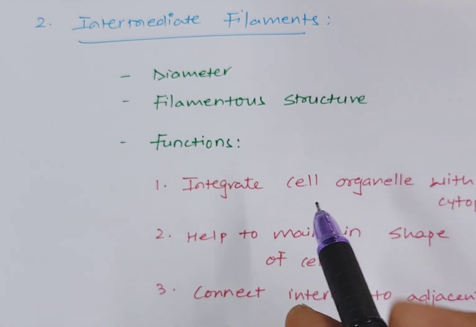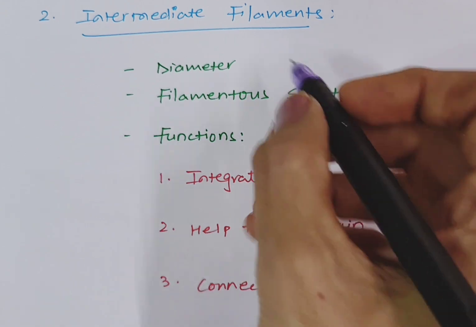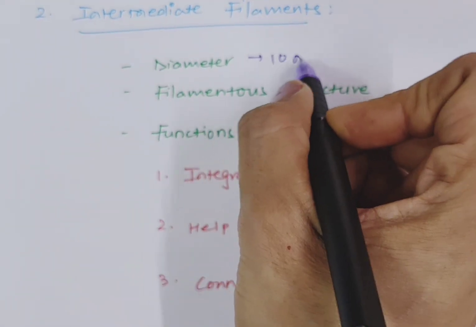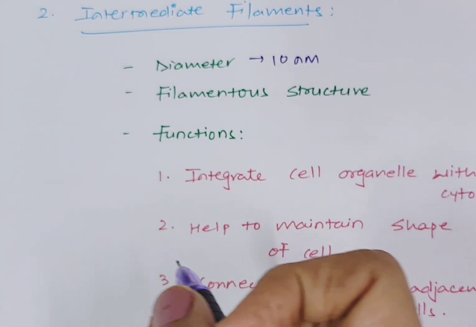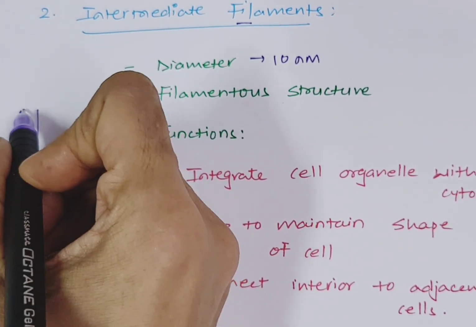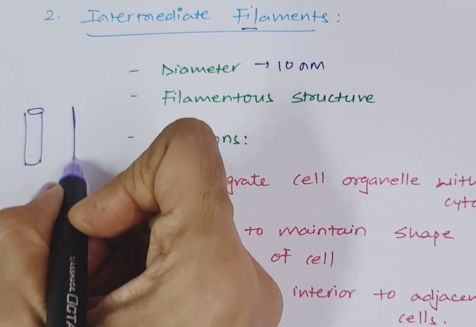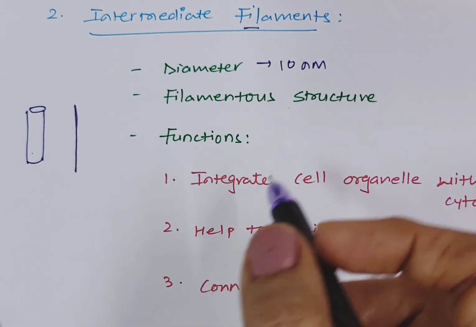Next are intermediate filaments. The diameter is less than that of a microtubule. Microtubule diameter is 20 to 30 nanometers. Here this is 10 nanometers. And here is the difference between a filament and a tubule. A tubule is hollow like this, there is a gap inside, and a filament is like a thread. So that is the filament structure.